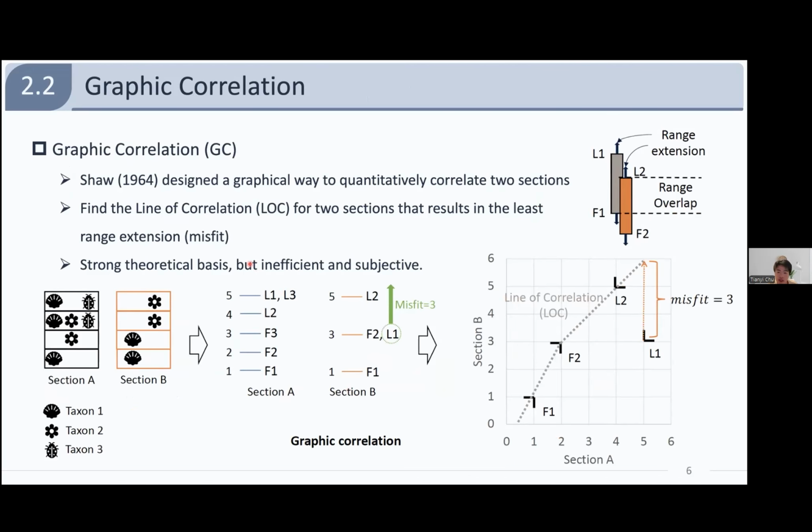The graphic correlation introduced by Shaw in 1964 gave us a visual way to correlate two stratigraphic sections by plotting the first and last appearance of taxa. The goal is to find the line of correlation, or LOC, that minimizes the range extension or misfit between the sections. It has strong theoretical grounding, but in practice, it's often subjective and quite inefficient. Still, it helps us see where discrepancies arise and can guide more robust quantitative methods.